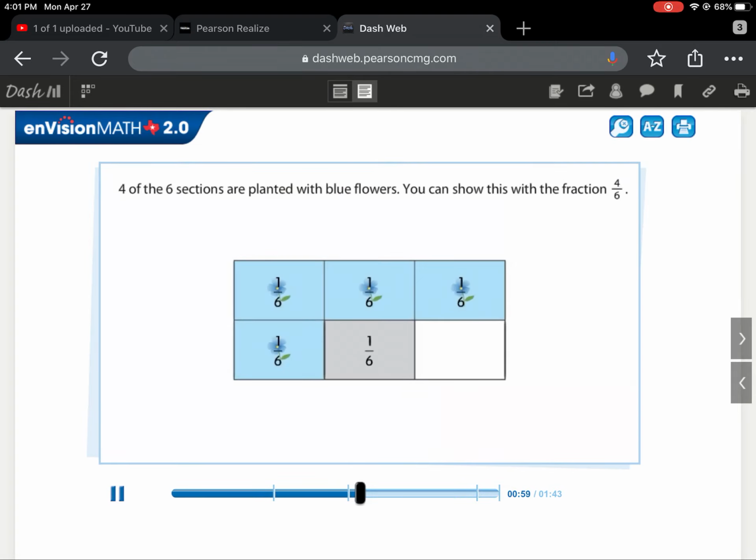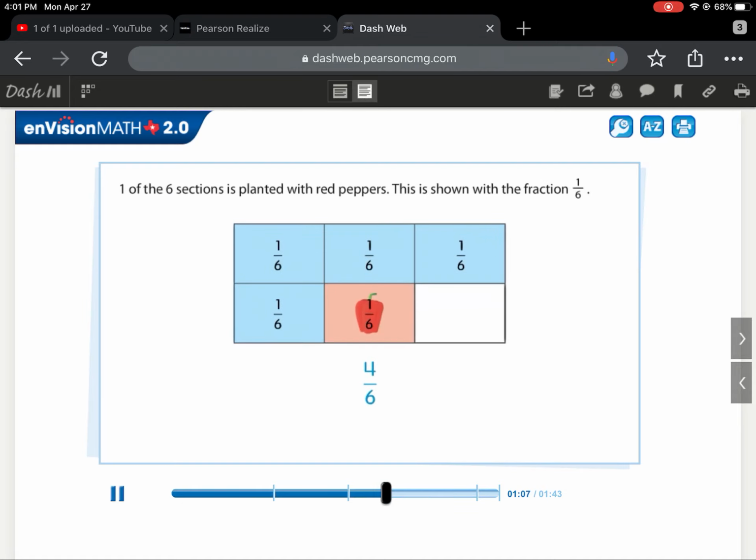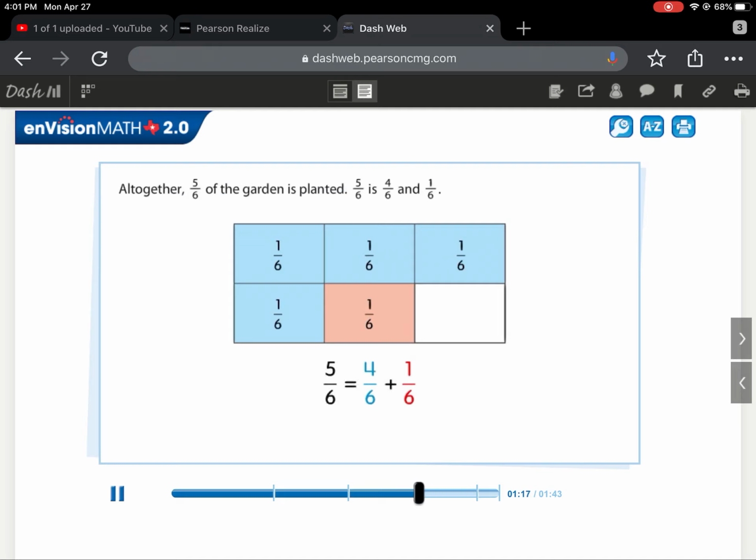4 of the 6 sections are planted with blue flowers. You can show this with the fraction 4/6. One of the 6 sections is planted with red peppers. This is shown with the fraction 1/6. Altogether, 5/6 of the garden is planted.